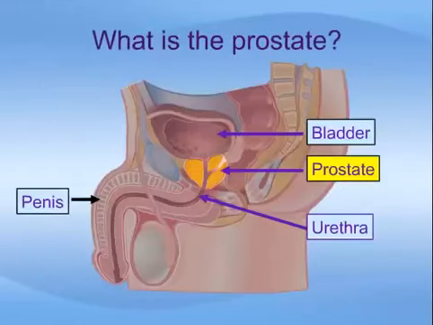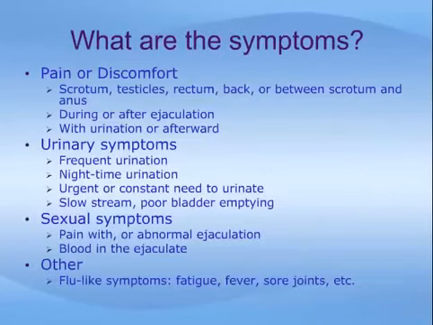The prostate is a chestnut-sized gland situated at the bottom of the urinary bladder, the place where urine is stored. It surrounds a portion of the urethra, the tube that carries urine from the bladder out through the penis. The prostate gland secretes a thin, milky fluid that nourishes and helps activate sperm. [Pain may occur] with urination or after urinating, during or after ejaculation, or it may be felt in the scrotum, testicles, rectum, back, or perineum, the space between the scrotum and anus. Other less common symptoms of prostatitis may include flu-like symptoms such as fatigue, fever, sore joints, etc.